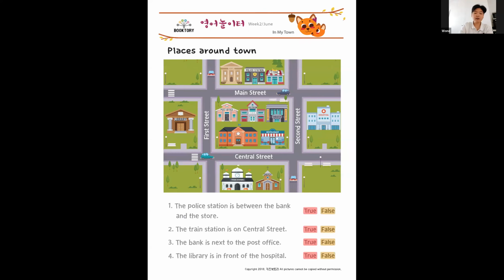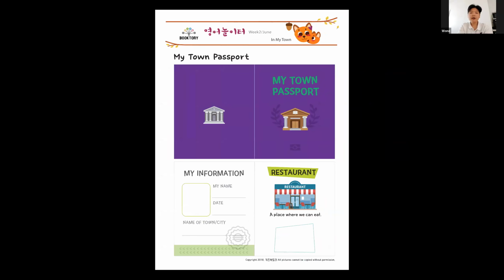Great job. We're going to go on to the next page. So here you're going to create your own town passport. First, cut these out, and you're going to watch the video and create your own passport. You're going to fill in your information, draw a picture of yourself or glue your picture here. Tell me your name, write the date, and then tell me the name of the town or city you are living in.